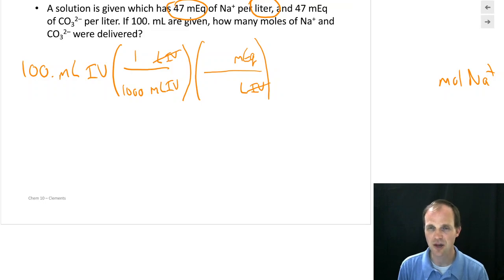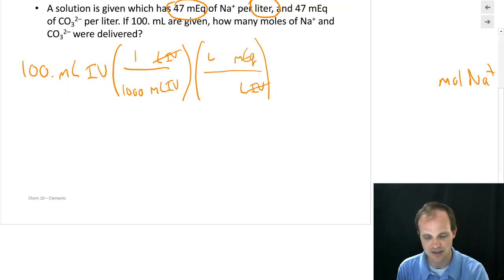Our conversions almost always just have 1 unit on top, 1 unit on the bottom, not a fractional unit on the top or a fractional unit on the bottom. Now, where does that 47 go? Don't memorize it goes on top or bottom. Memorize that numbers stay attached to their units, and that 47 is attached to milliequivalents. And so it goes there. Per liter means per 1 liter.